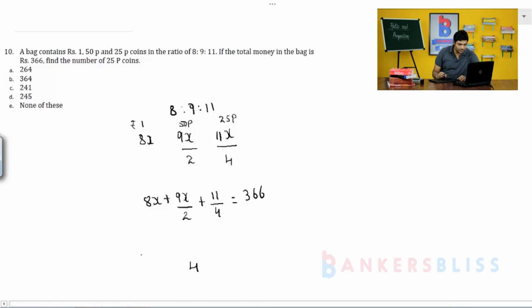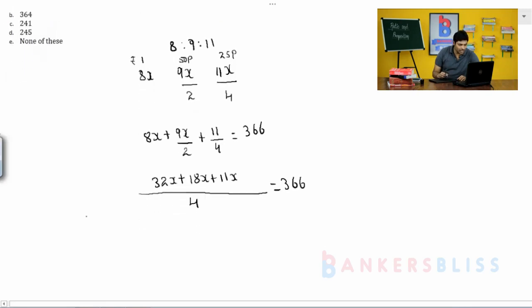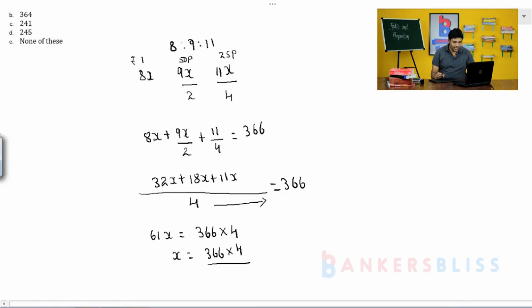4 is the LCM. Now, 8 into 4, 32x plus 2 2s are 4, 9 2s are 18x plus 11x is equal to 366. So, next what you have to do? See here, cross multiplication. Next, 32x plus 18x, 50x, 50x plus 11x, 61x is equal to 366 into 4. Don't multiply. Okay. Next, x is equal to 366 into 4 divided by 61.